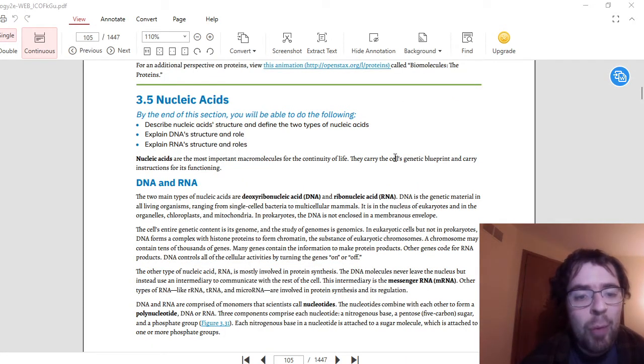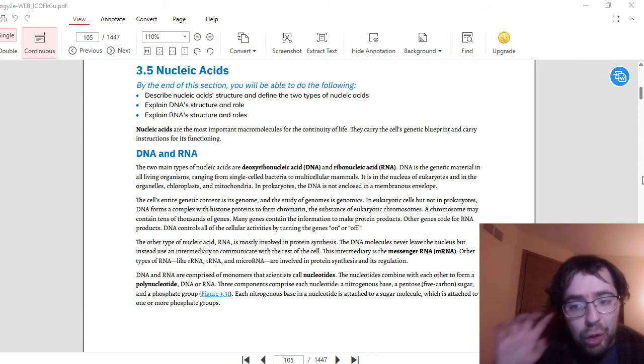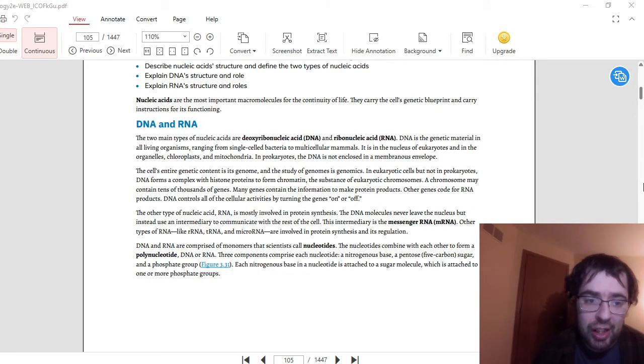Nucleic acids are the most important macromolecules for the continuity of life. They carry the cell's genetic blueprint and carry instructions for its functioning. The 2 main types of nucleic acids are deoxyribonucleic acid, or DNA, and ribonucleic acid, RNA, and I'll not be saying those full names again. DNA is the genetic material in all living organisms. Essentially, DNA is the blueprint, while RNA is like the copy machine, if you will.